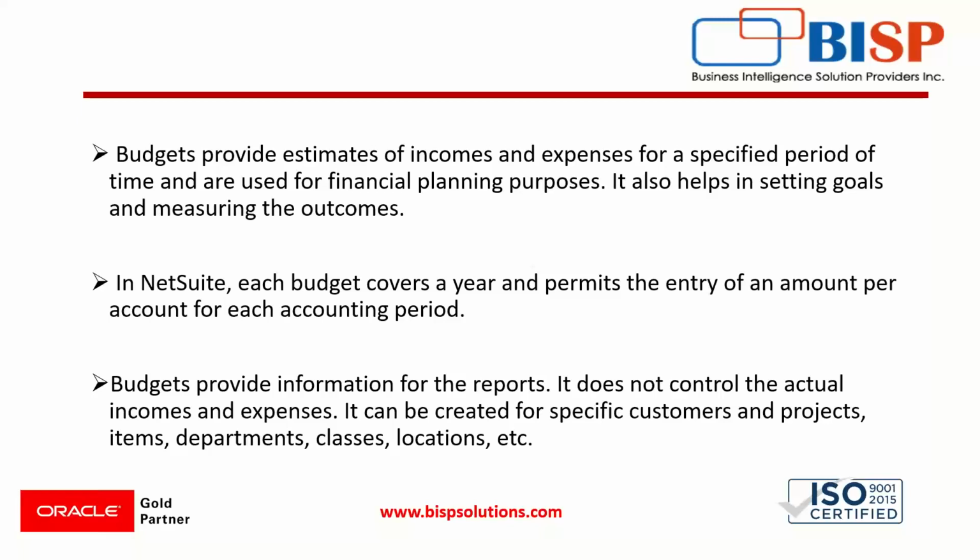First, we should know what budgets actually are. A budget is basically a financial plan for a particular period that is made to enhance the success of any organization. It provides estimates of incomes and expenses for a specific period of time, and this is mainly done for financial planning purposes. Budget helps in setting the goals and measuring the outcomes. Also, it helps in planning for future uncertainties.